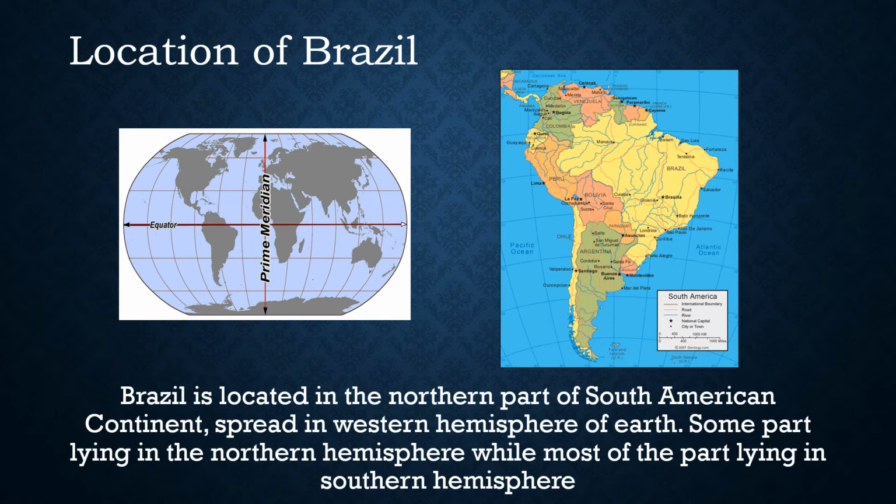Now we will see the location and extent of Brazil. Brazil is located in the northern part of South American continent. Let's see the map of South America continent. It is located in northern part of this continent. It's spread in western hemisphere of the earth. Now see the another diagram. Western hemisphere of the earth. Some part lying in northern hemisphere, while most of the part lying in southern hemisphere.